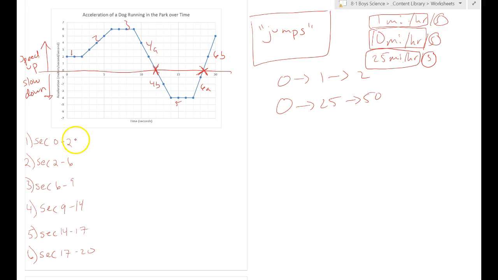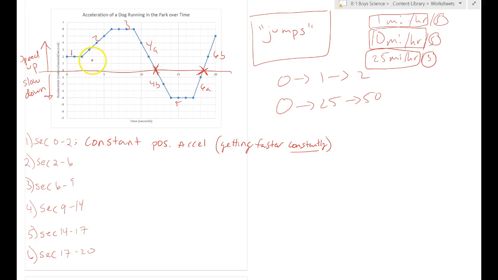So here we're going to just say that you have a constant positive acceleration, meaning that you are getting faster constantly, right, by a constant, consistent increment.